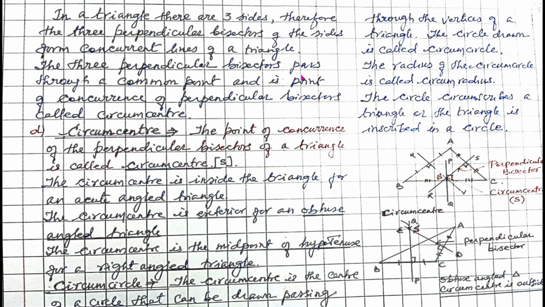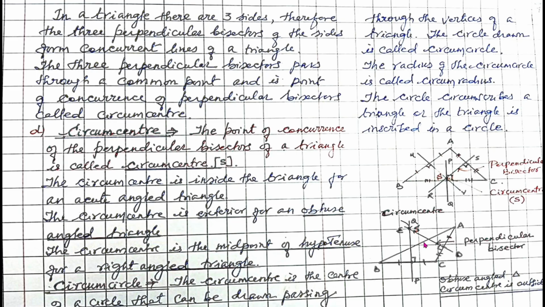Now in a triangle there are three sides, therefore three perpendicular bisectors can be drawn, and all these three perpendicular bisectors pass through a common point, and that common point is known as the point of concurrency of perpendicular bisectors, which is known as the circumcenter. So the circumcenter is the point of concurrency of the perpendicular bisectors of a triangle, and it is denoted by S.